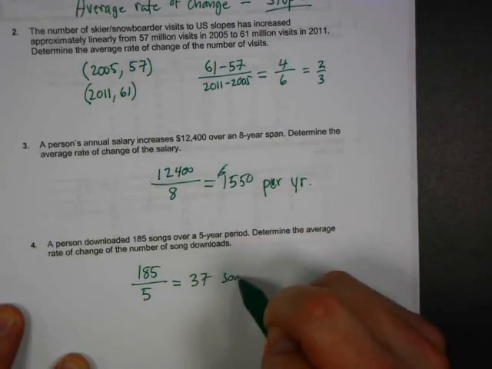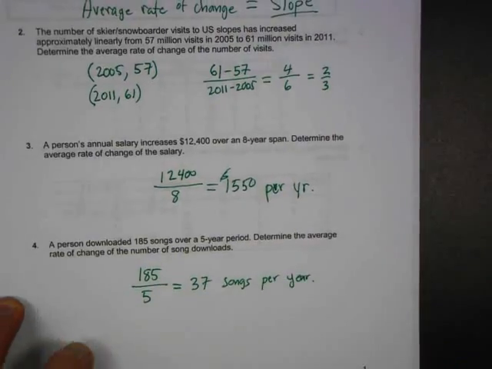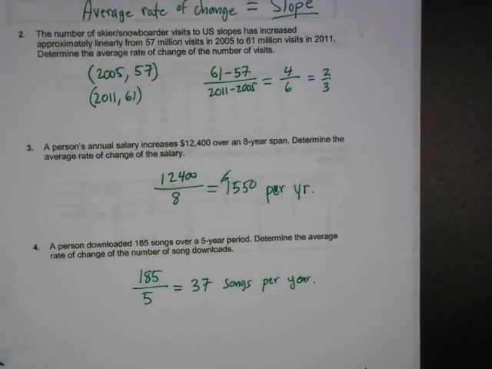Does this mean that the person downloaded exactly 37 songs every single year? No, it's the average. Some years they might have downloaded 40, and another year they might have only downloaded 25, and so on and so forth. But on average, they download 37 songs a year. Questions on that?